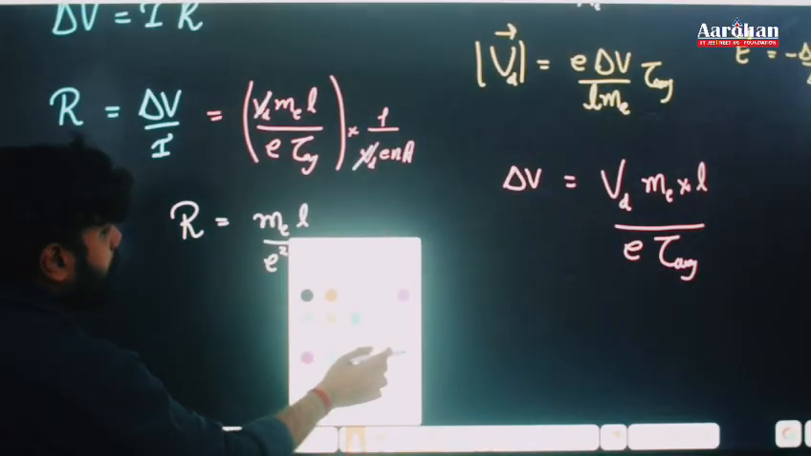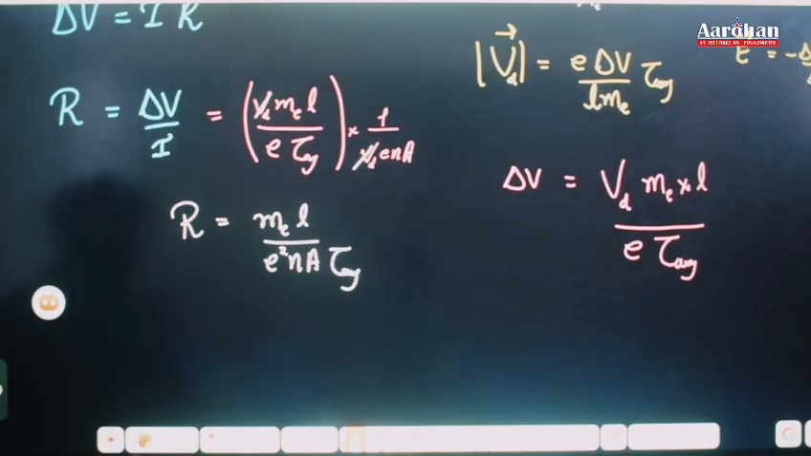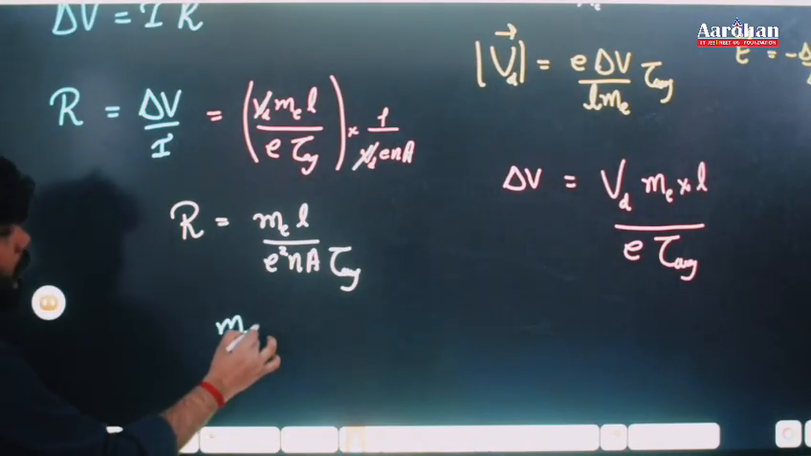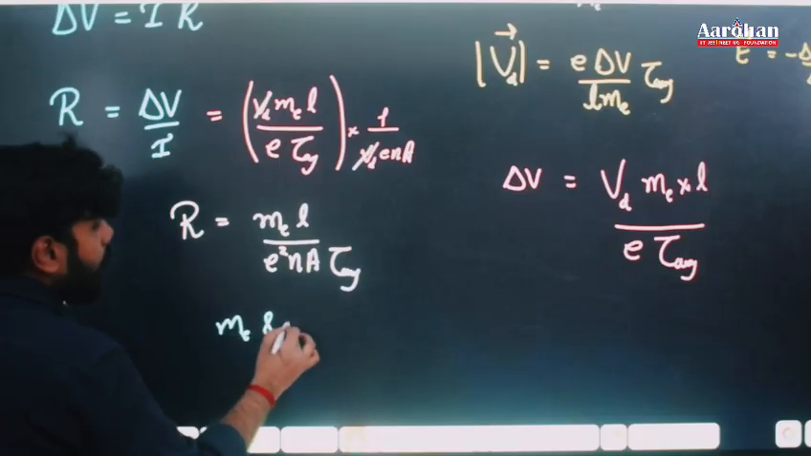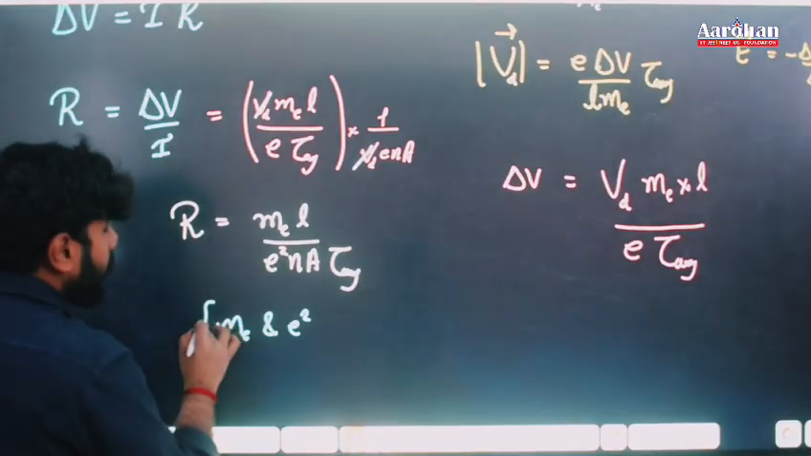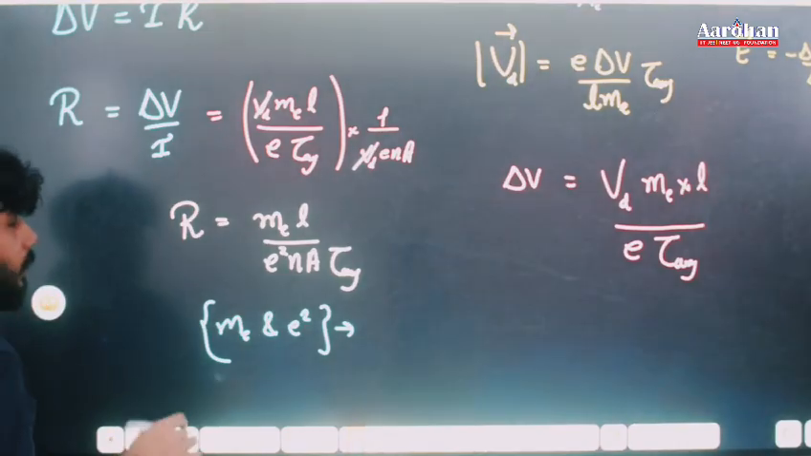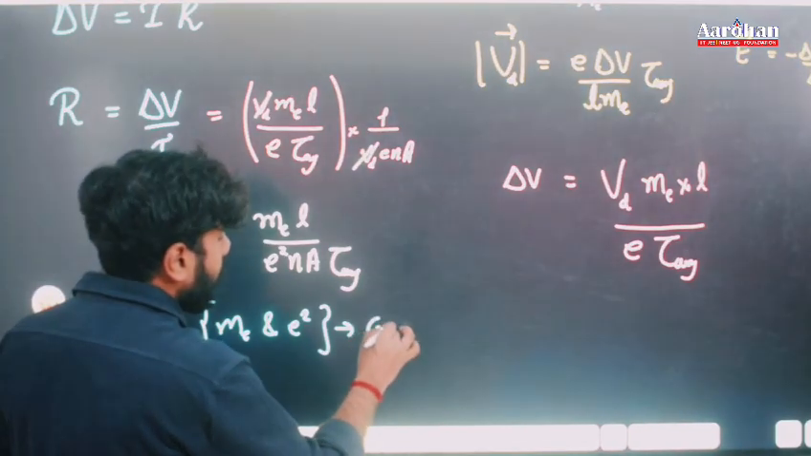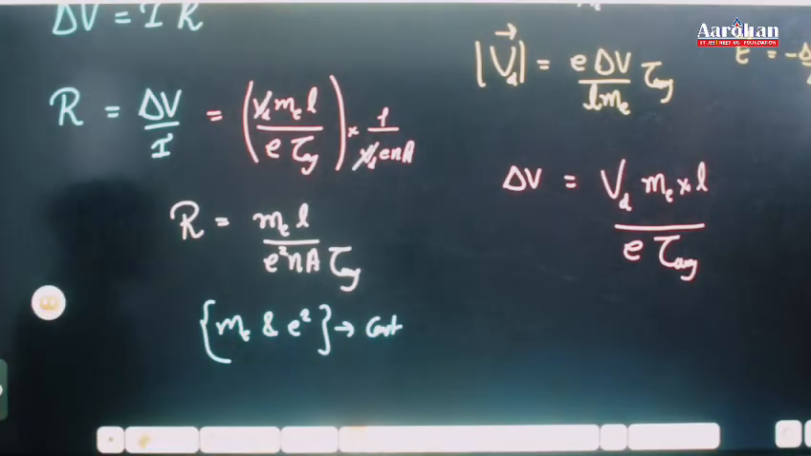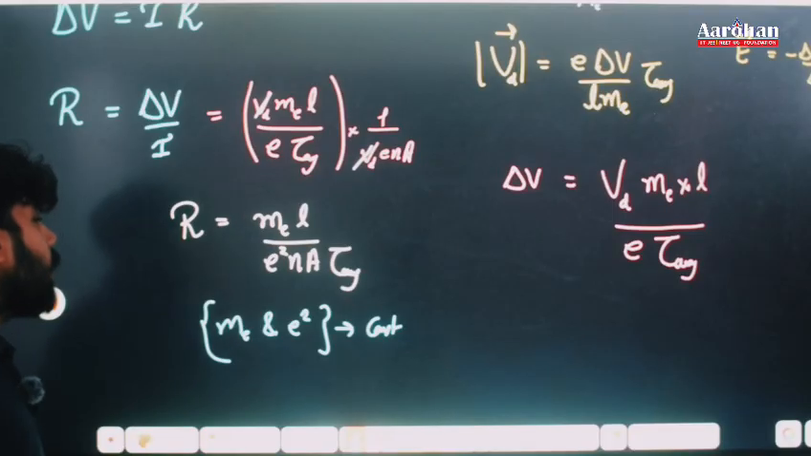You can see resistance depends on what? Mass of electron is constant, right? And e square is also constant, because mass of electron will remain the same, and charge of electron will also remain the same. These are constant terms. So the only variables we have are free electron density, area of cross section, length, and tau average. And these factors are interlinked to each other, right?